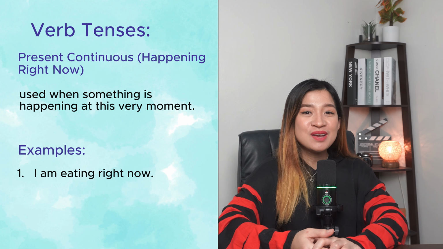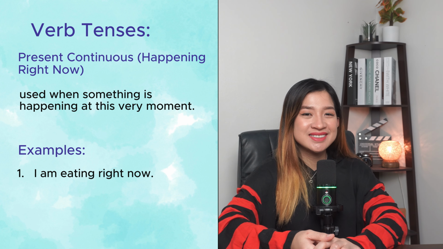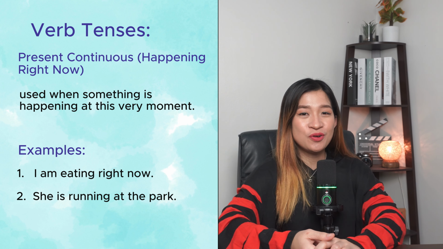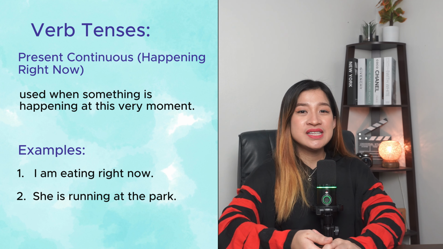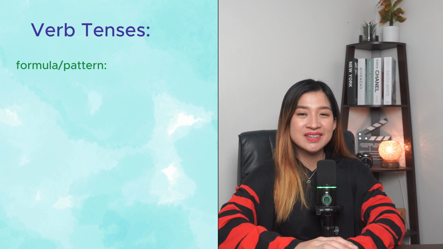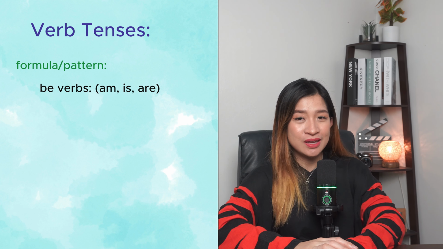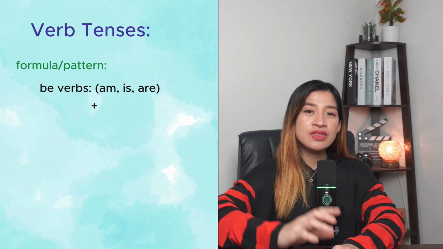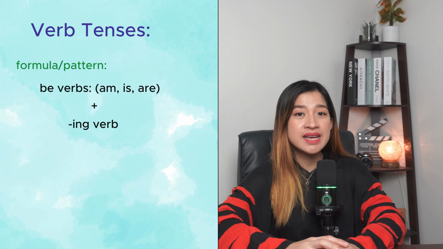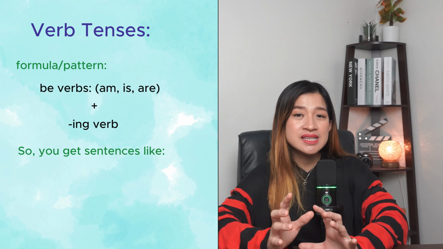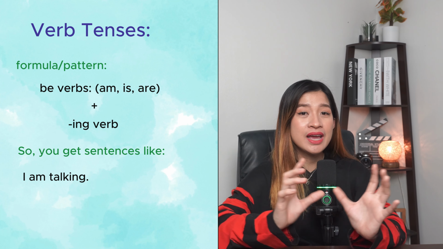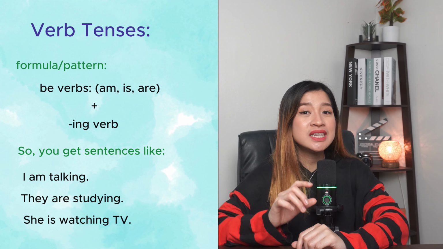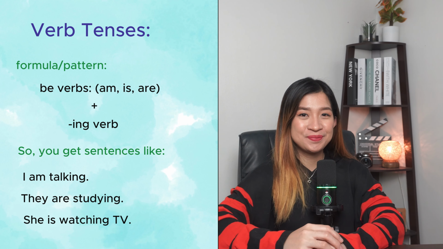Examples. I am eating right now. She is running at the park. To form the present continuous, you just need two things. A form of the verb to be, which is am, is, or are. The main verb with ing at the end. So you get sentences like, I am talking. They are studying. She is watching TV.